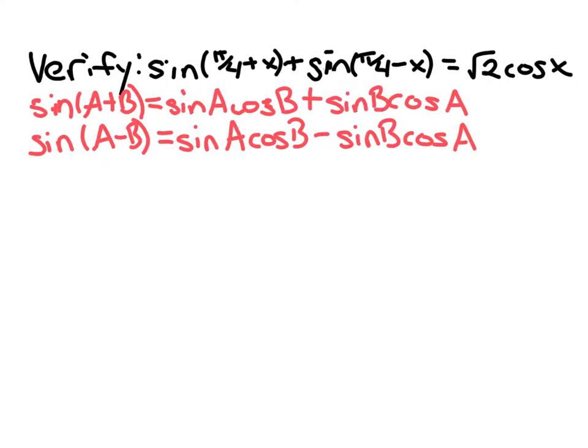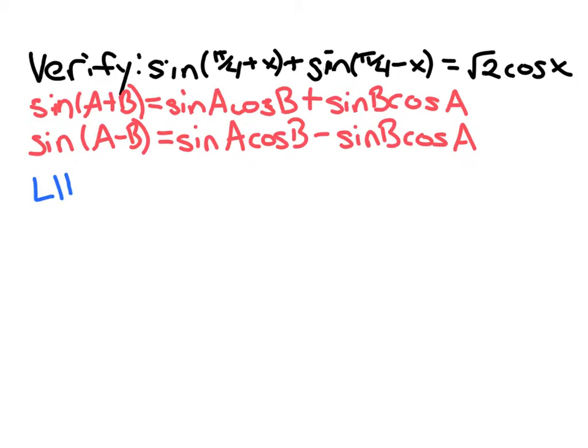In this example, you're asked to prove that sine of pi over 4 plus x minus sine of pi over 4 minus x is equal to the square root of 2 cosine x. In verifying this identity, a couple of things. First, you should start with the more complicated side, which in this problem is definitely the left-hand side. You've got a lot more going on over here than over here.